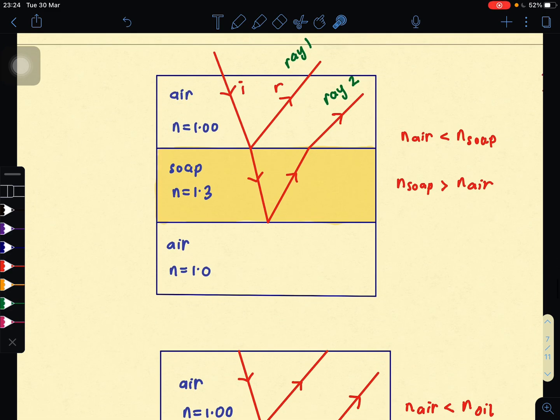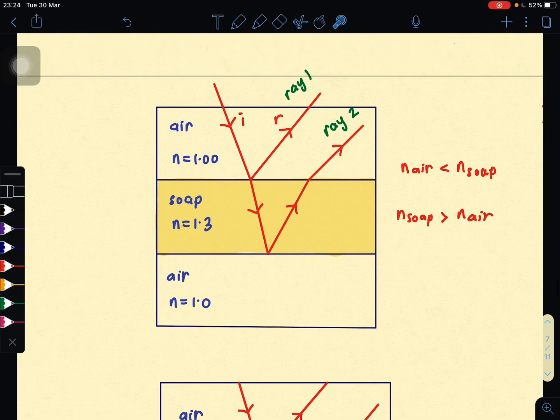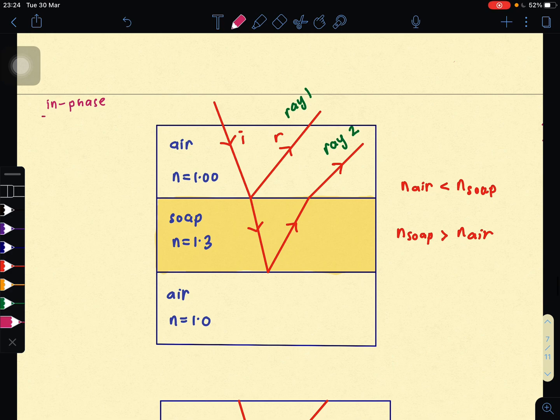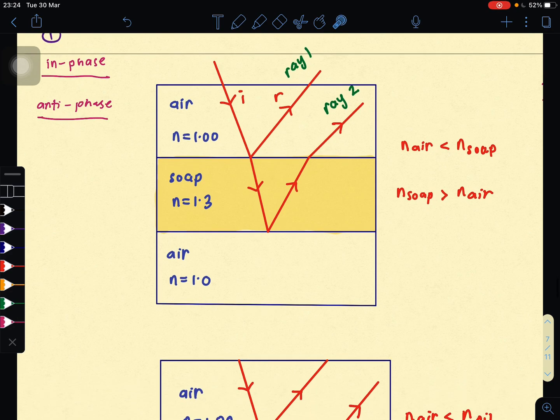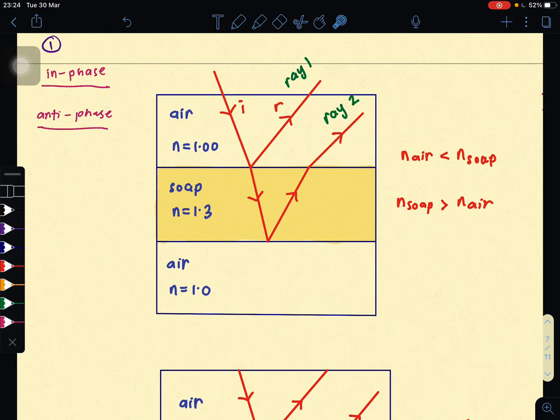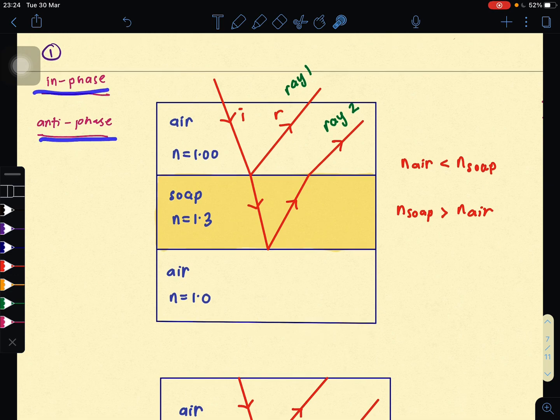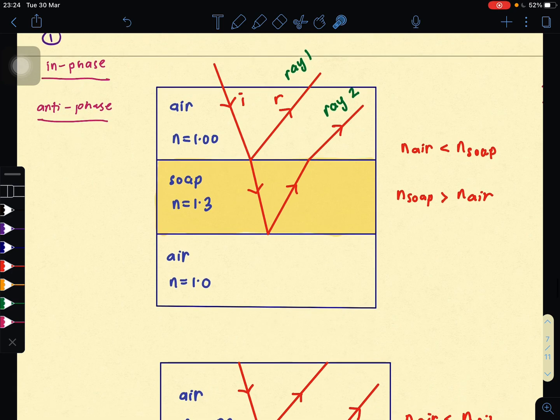So for the first one, let's see how to determine what type of interference it is. We actually have two, what we call in phase, and the second one will be anti-phase. This is the first step. First step, we need to determine whether the interference is in phase or anti-phase. So how do we determine this?